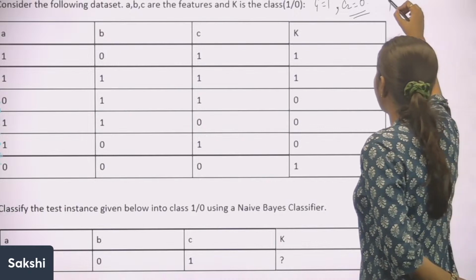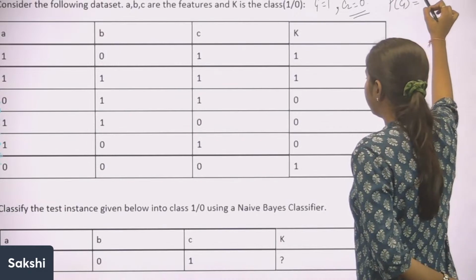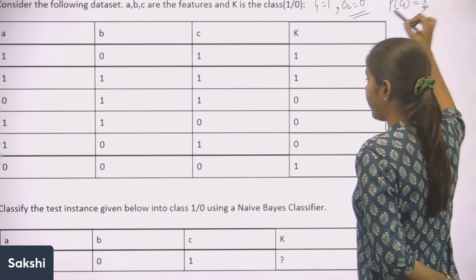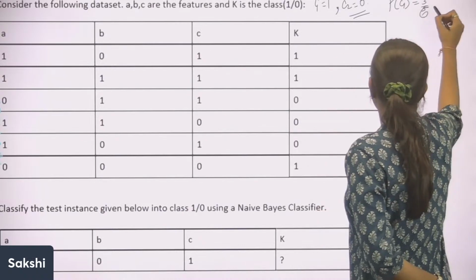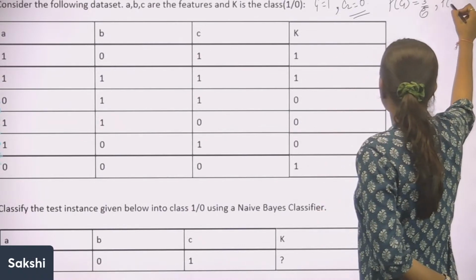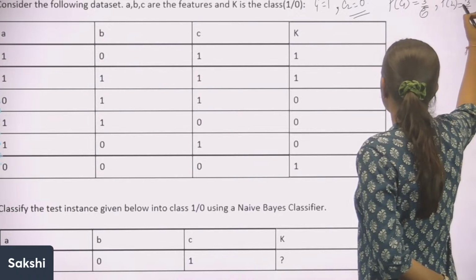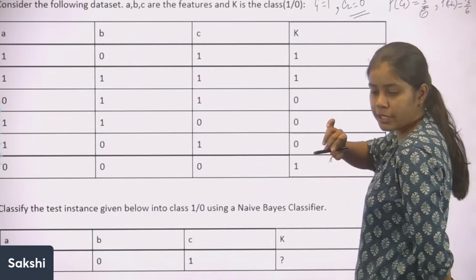So guys, what would be the probability of C1? That would be 3 by 5. I have given 1, 2, 3, 4, 5, 6 examples, so it would be 3 by 6. And probability of C2 is again 3 by 6. Right? So these are the probabilities of C1 and C2.